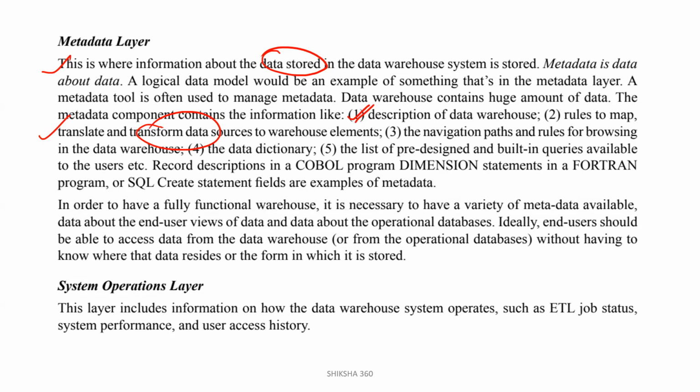Third one, that is the navigation paths and the rules for browsing in the data warehouse. Fourth one, that is the data dictionary. Fifth one, that is the list of pre-designed and built-in queries available to the users. Clear? So all these are the components of the metadata: the description of the data warehouse, rules to map, translate, and transform the data sources to the warehouse elements, the navigation paths and the rules for browsing in the data warehouse, the data dictionary, and the list of pre-designed and built-in queries available to the users.